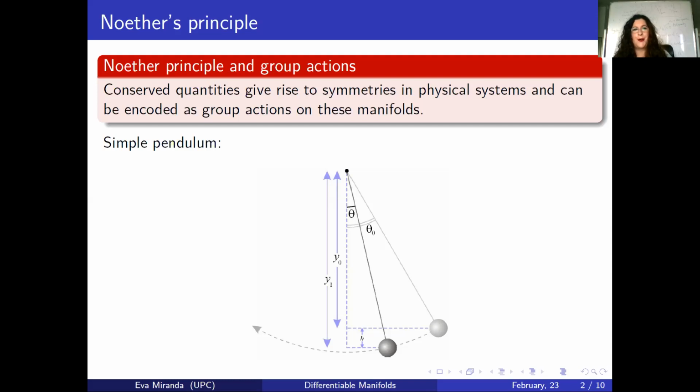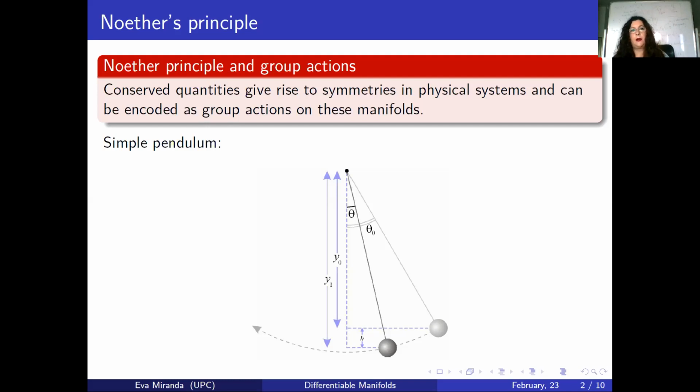Okay, so let me talk about Noether's principle again. Noether's principle, so in this first picture, this is the simple pendulum. So remember the video of Joachim here, where he was dealing with a pendulum moving in space, and this was called the spherical pendulum. So this is the simple pendulum. You assume things move in one direction, and therefore you have the simple pendulum.